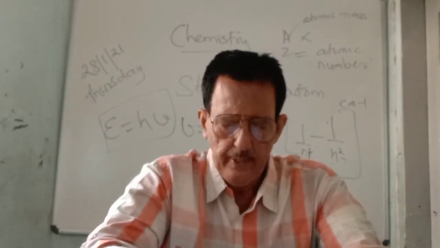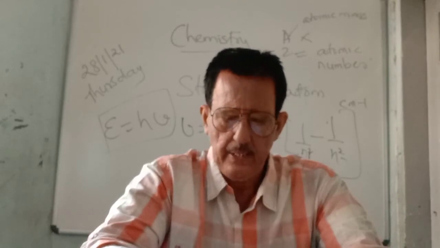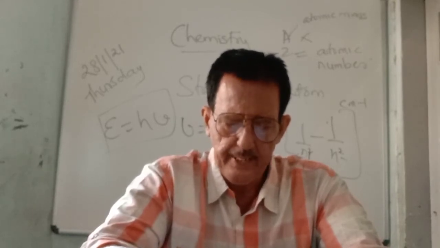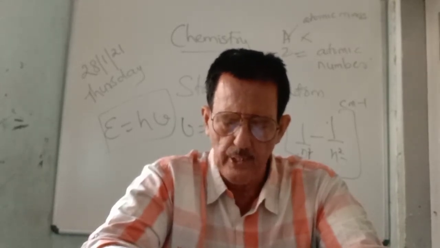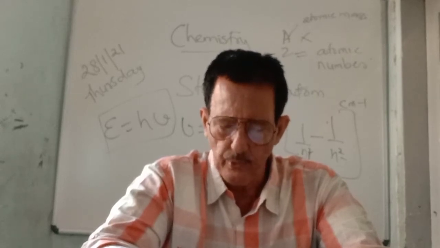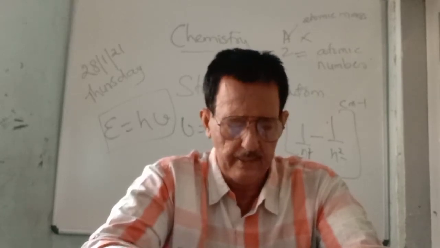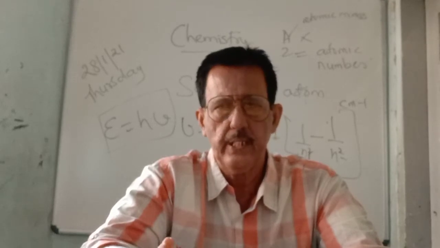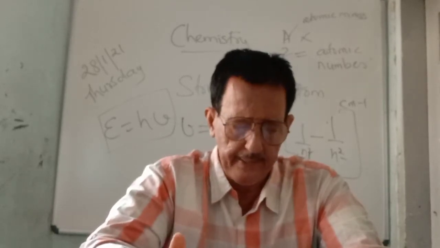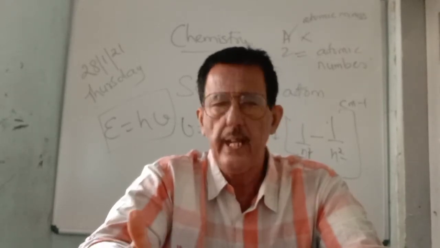Therefore, a neutron can be defined as a subatomic particle which has a mass almost equal to that of a proton and has no charge. Now I want to discuss with you the difference between proton, neutron and electron.